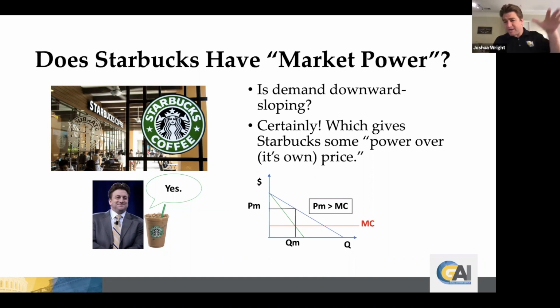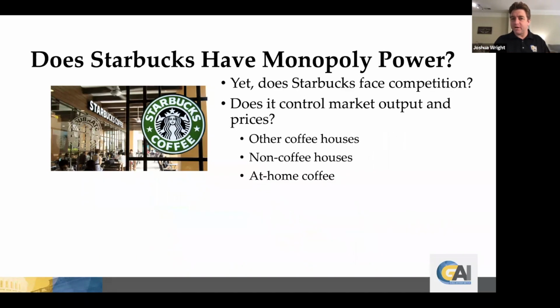steep demand, big price over marginal cost, but we wouldn't think about LeBron James being able to control market conditions and market output, right? So does Starbucks have market power? Absolutely. But most of antitrust will mean something different than just downward sloping demand curves. What about does Starbucks have monopoly power? Right? Does it have the ability to control market output and market prices?